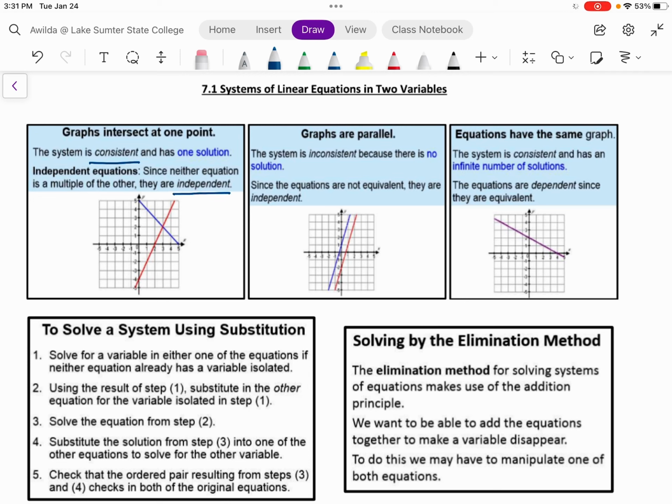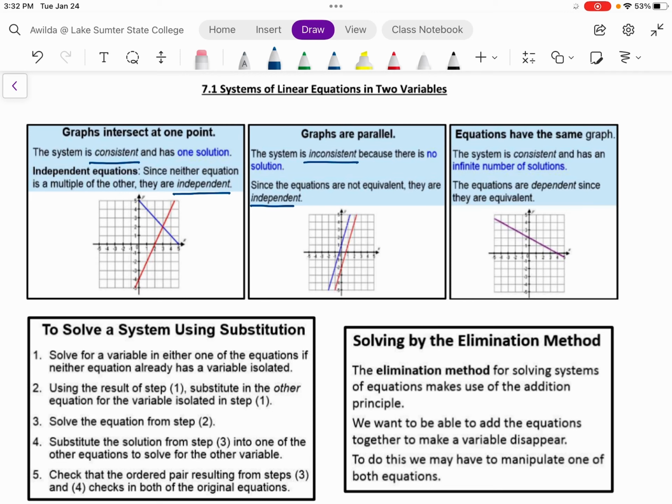Another possible scenario is that the two lines, when graphed, don't intersect. This happens when the two lines are parallel. Because there is no point of intersection, there is no point that satisfies the conditions of the two equations at the same time. In this case, we say that the system has no solution. Because the system has no solution, we say that the system is inconsistent. However, because the two lines are distinct, they are different lines, we say that the system is still independent.